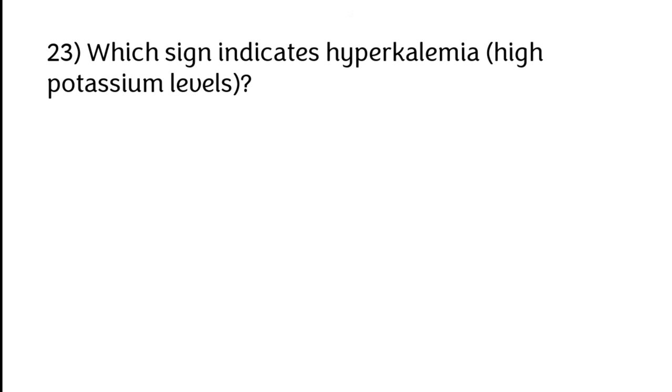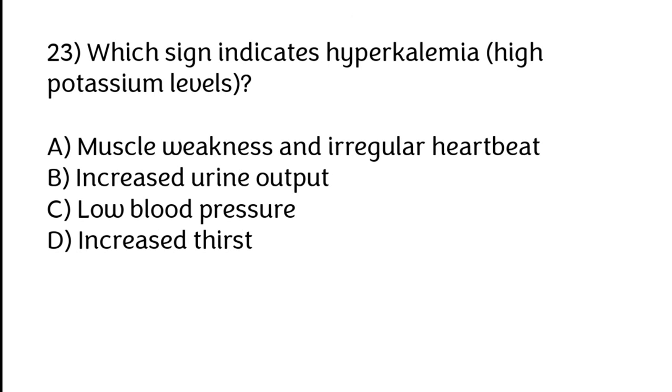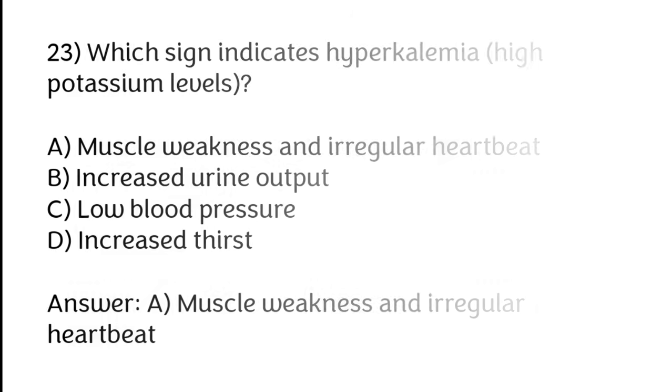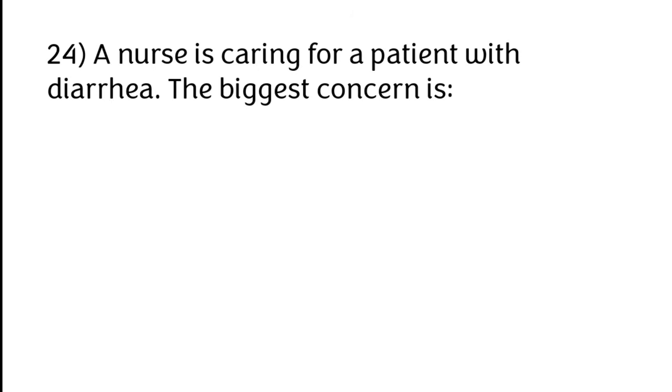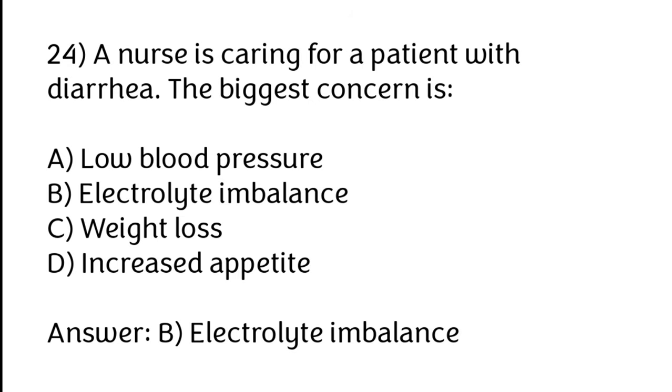Which sign indicates hyperkalemia, high potassium levels? Muscle weakness and irregular heartbeat, increased urine output, low blood pressure, increased thirst. Correct answer is option A, muscle weakness and irregular heartbeat. A nurse is caring for a patient with diarrhea. The biggest concern is low blood pressure, electrolyte imbalance, weight loss, increased appetite. Correct answer is option B, electrolyte imbalance.